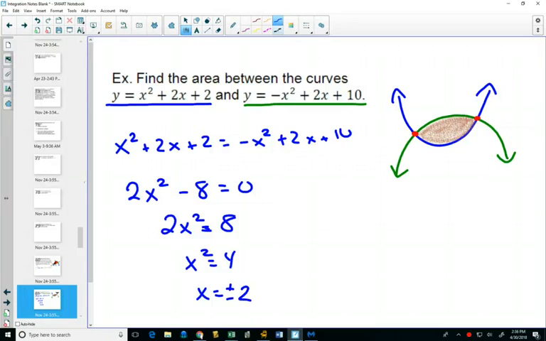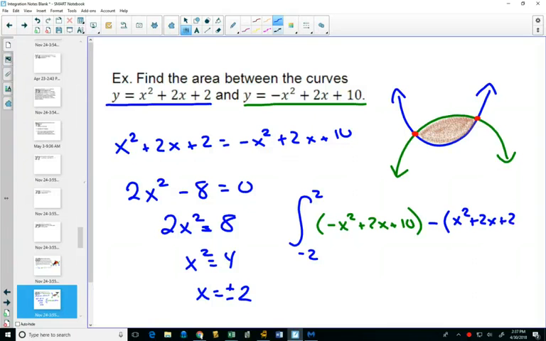And we find our values where the two graphs intersect. So then to calculate the area between those two curves, we're going to be looking for the integral between negative 2 and 2 of the green graph minus the blue graph. So our green function minus our blue function.